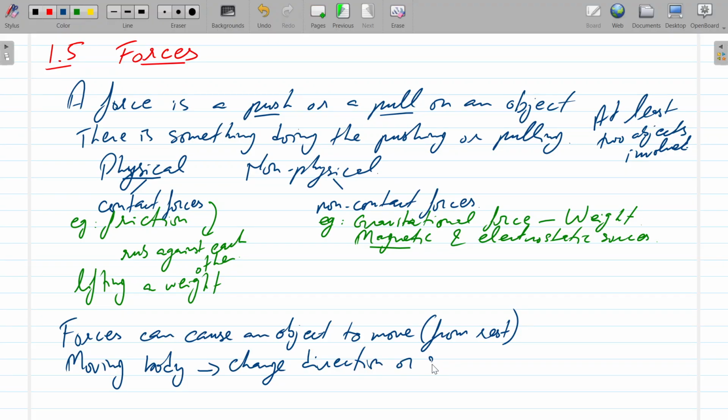Or speed. And in some cases, it can even change the body's, it can also cause a change of shape or size of a body. And body meaning any physical, three-dimensional object. If at any point you've got any questions, just ask.